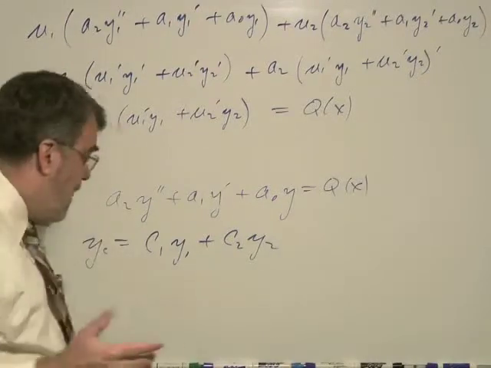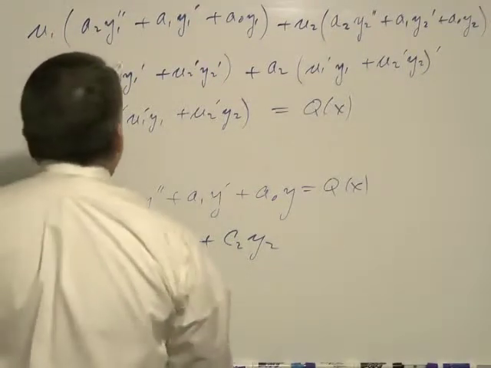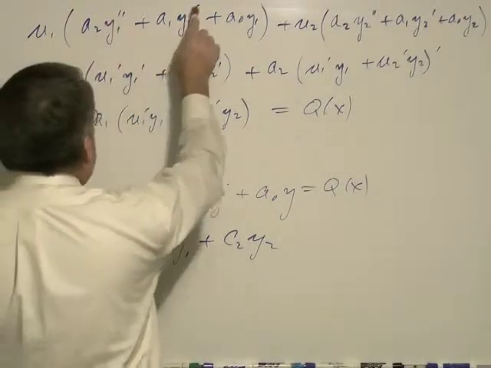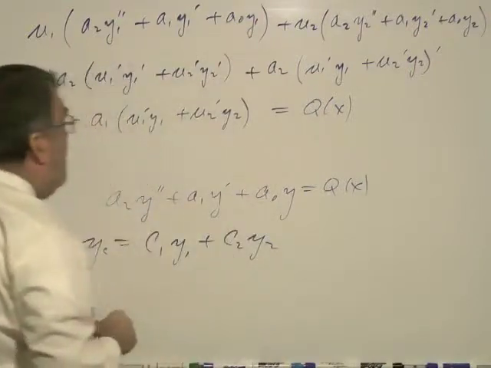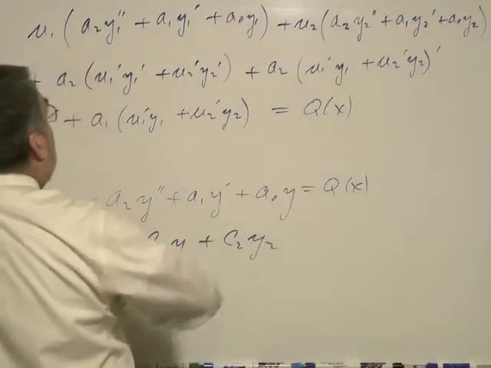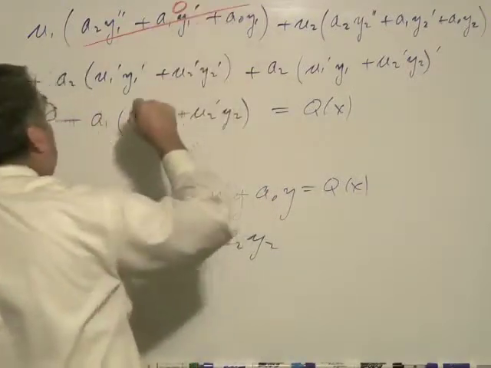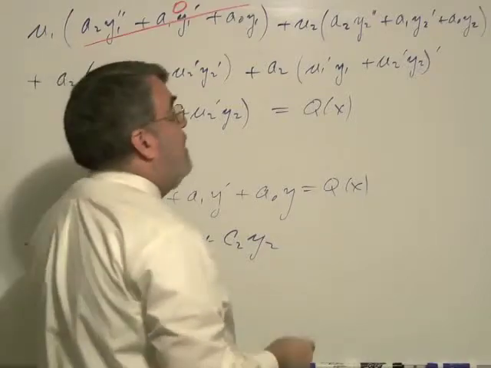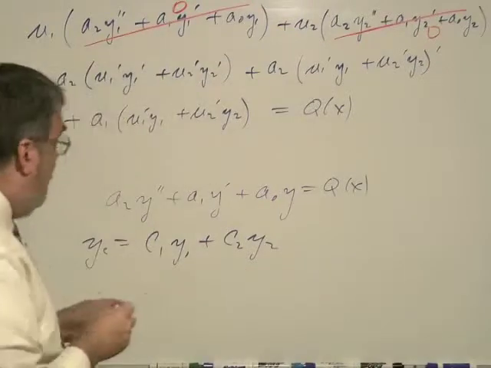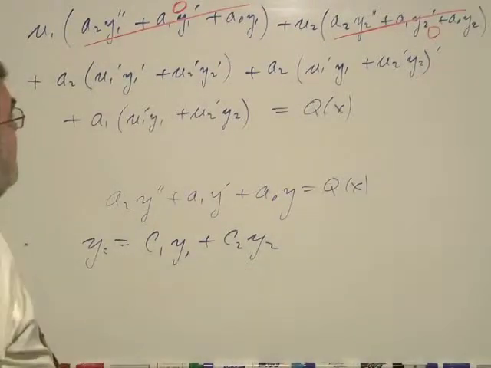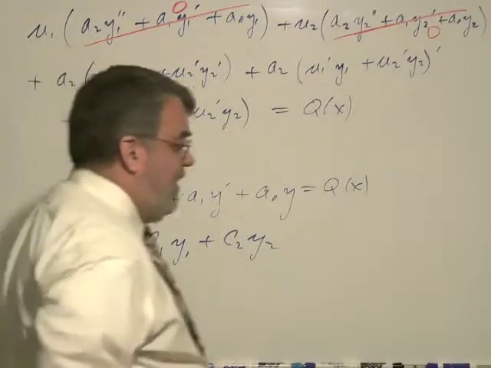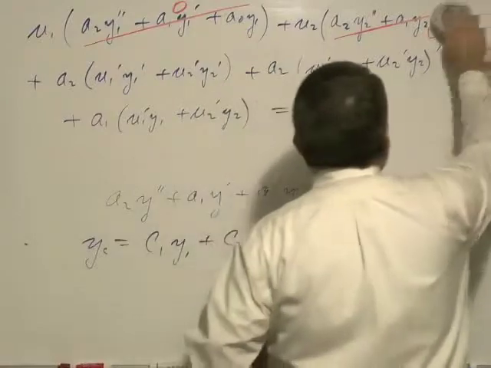So that's one of the big punchlines, because look what we have here. a2 y1 double prime plus a1 y1 prime plus a0 y1. Well, that's what you get if you plug y1 into this equation. This equals 0. And we have the same thing over here. Here's y2. All this is equal to 0. So that changes things quite a bit here for the better. And so now we're down to just this part right here.